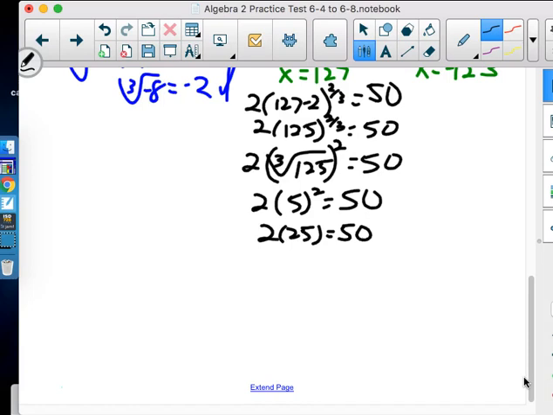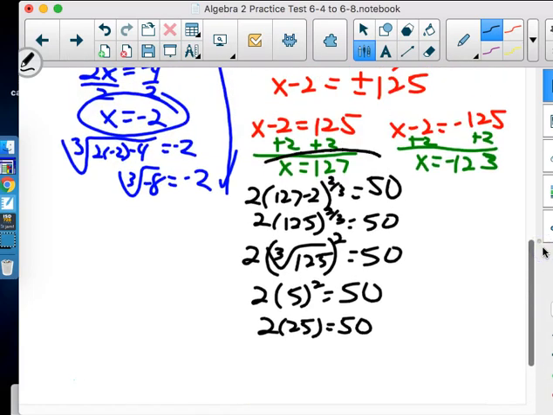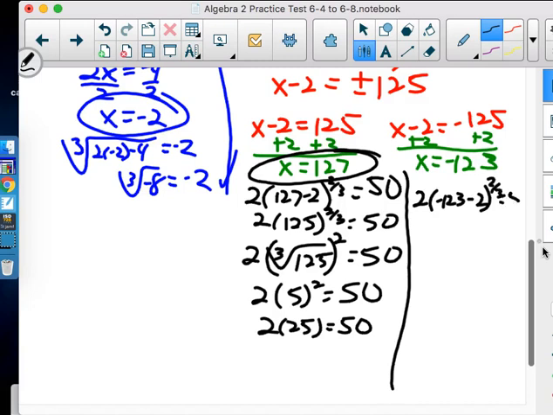Excellent. At least our first one works. This one's good. X equals 127. And maybe, just maybe, the other one works too. Let's check it out. So that would be 2 times negative 123 minus 2 to the 2/3 equals 50. Well, that's negative 125 to the 2/3 equals 50.